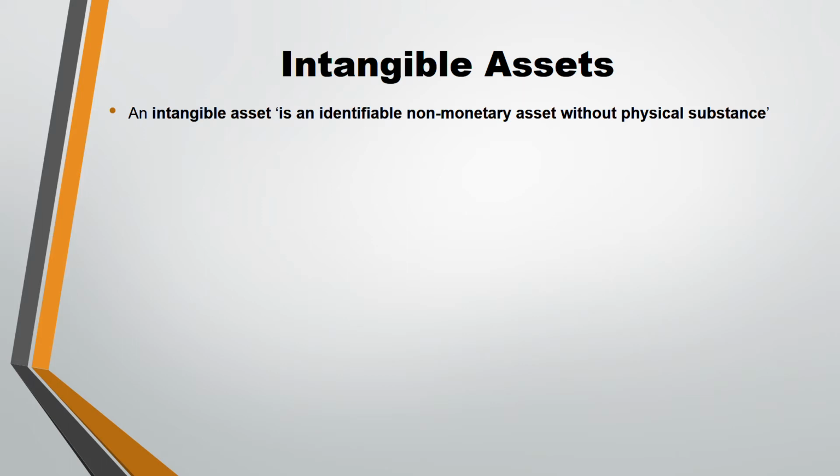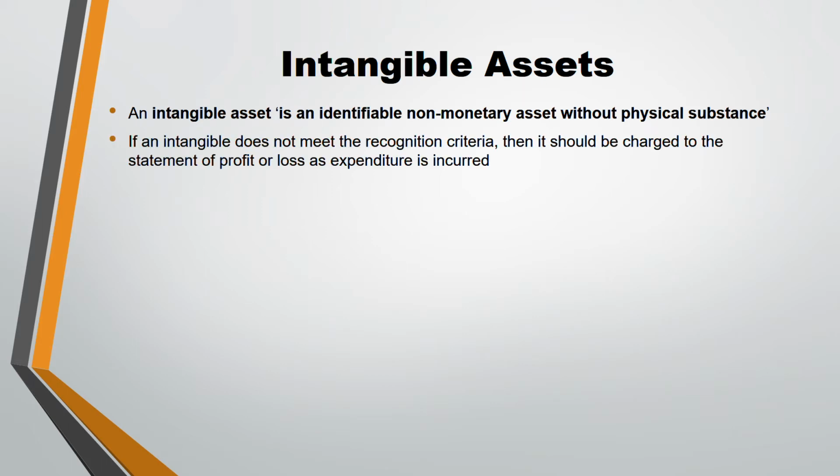Then, if an intangible asset does not meet the recognition criteria, how do you show it? You charge it as an expense in the statement of profit or loss. You cannot capitalize it if it does not meet the recognition criteria. But if it meets the recognition criteria, you have to initially recognize it at cost.